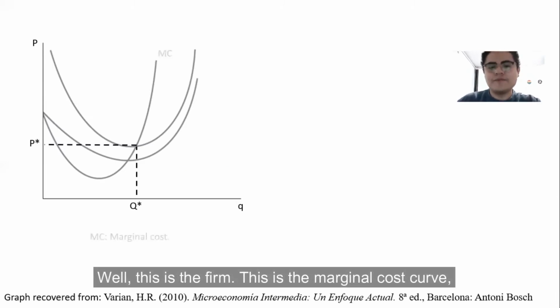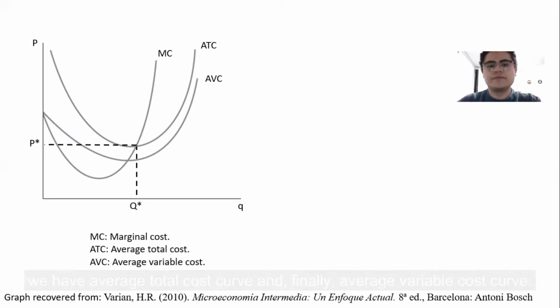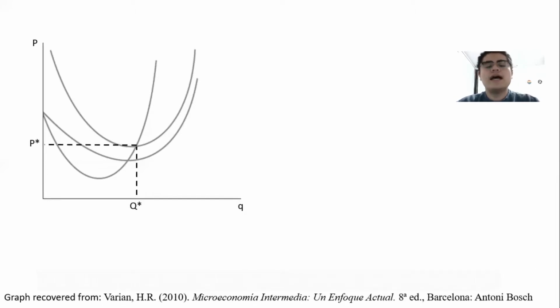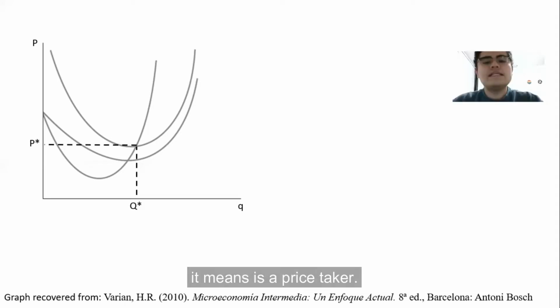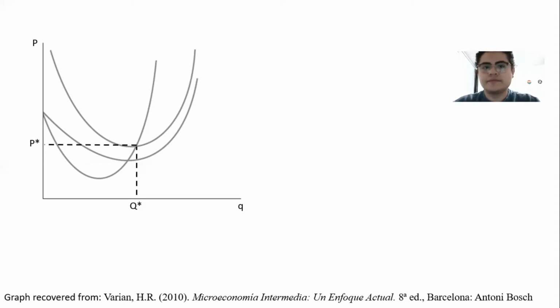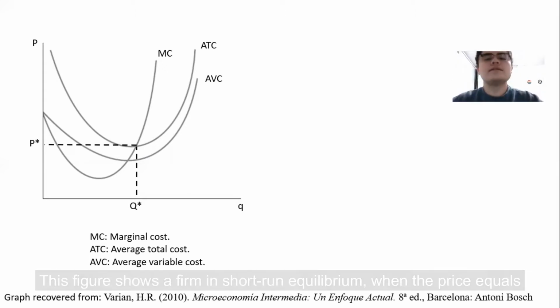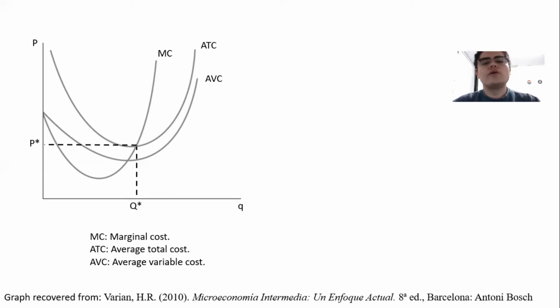Well, this is the firm. This is the marginal cost curve. We have the average total cost curve and finally the average variable cost curve. And we know that the marginal cost curve is the company's supply curve. Also, when a firm takes part in a perfectly competitive market, it means it's a price taker. This figure shows a firm in short-run equilibrium when the price equals the marginal cost, so the firm is maximizing profit, and also equals average total cost.